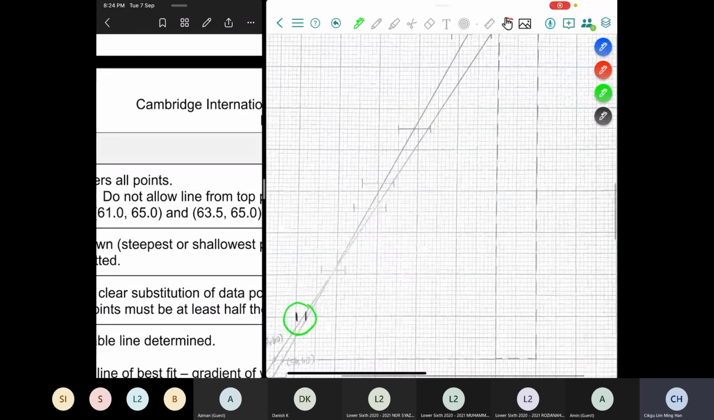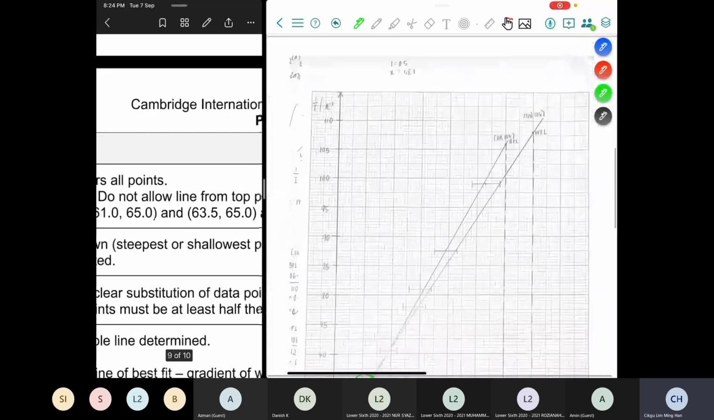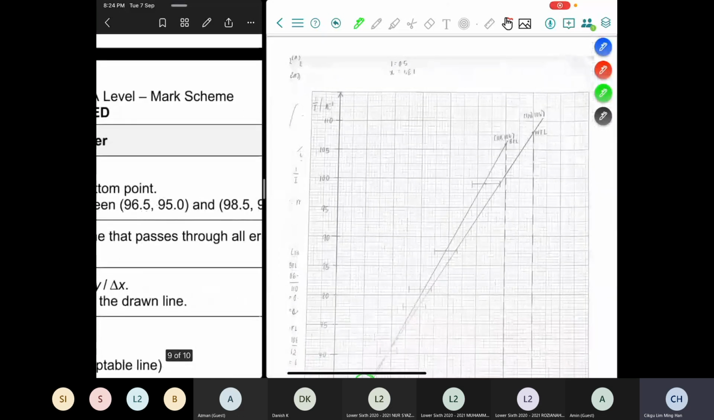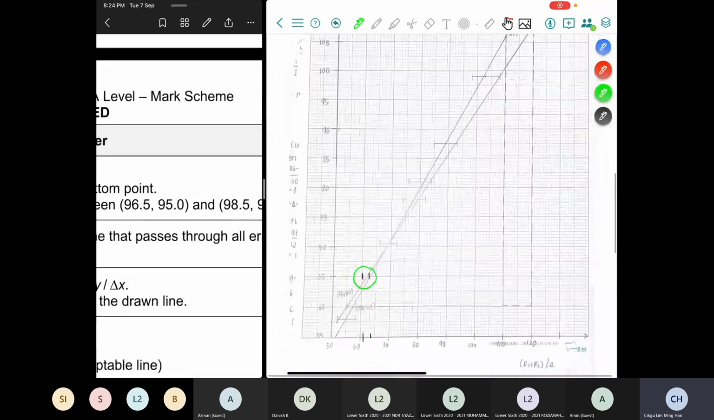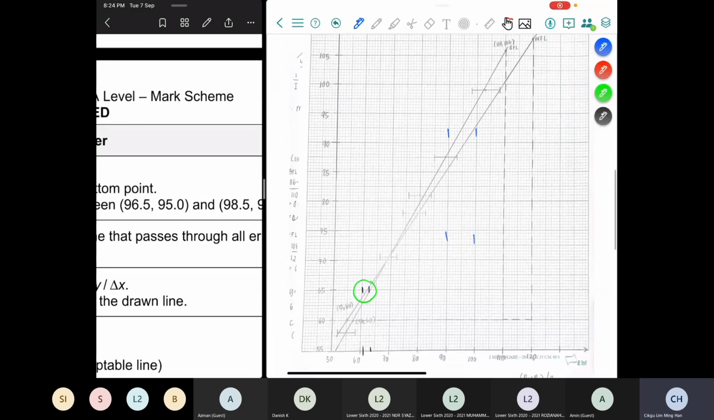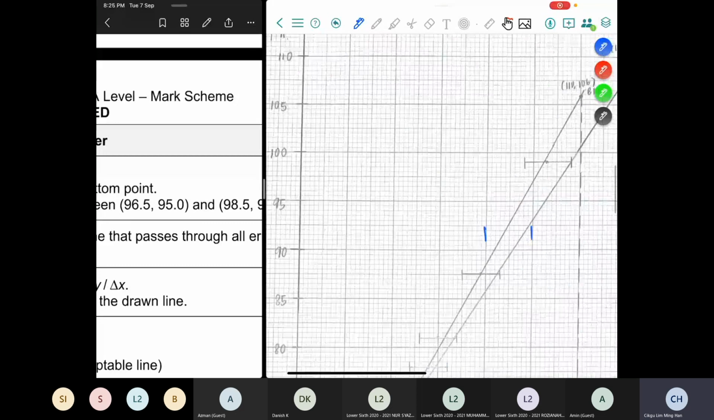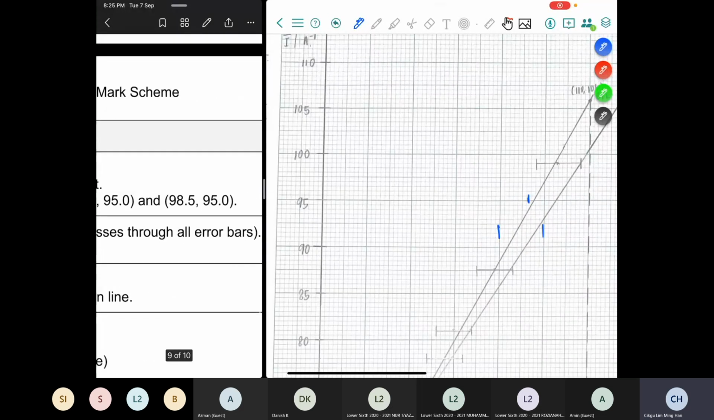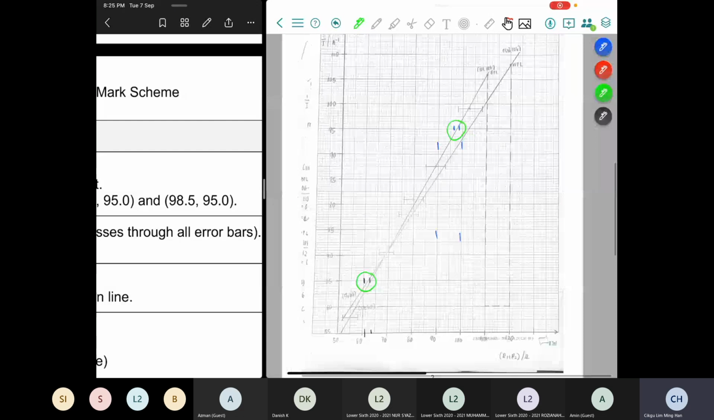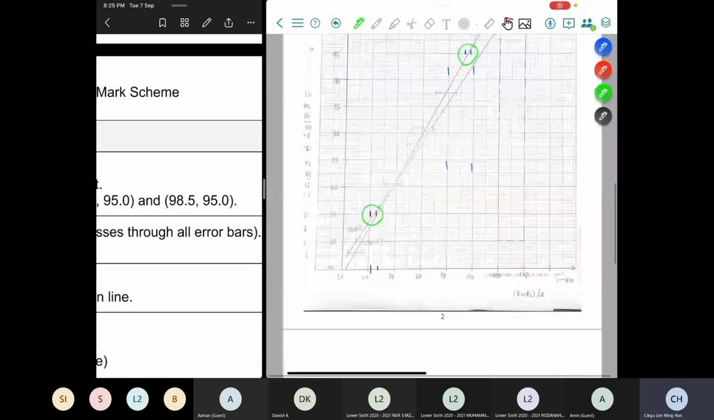And then we have a look at the other side. We will have 96.5. Where is 96.5? Sorry, 96 will be somewhere here. 96.5, 95. So 96.5 is here, and then 98.5. 98.5 is here. So this is also within the range. So you will not be penalized. This is your best fit line. Best out of the best already.